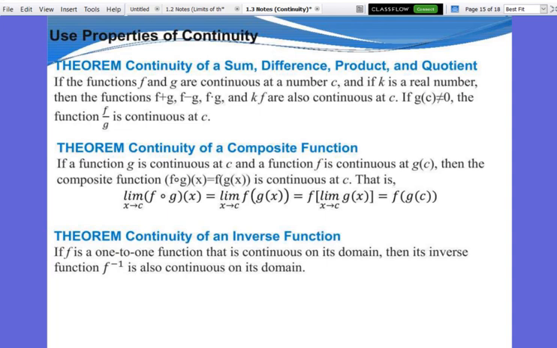So what rule does that look a whole lot like? There's a rule that it looks a whole lot like. Yeah, it looks a whole lot like the chain rule, right? Of the inside times the outside, right? Okay. If f is a one-to-one function and is continuous on its domain, then its inverse function, f inverse, f^-1, is also continuous on its domain.